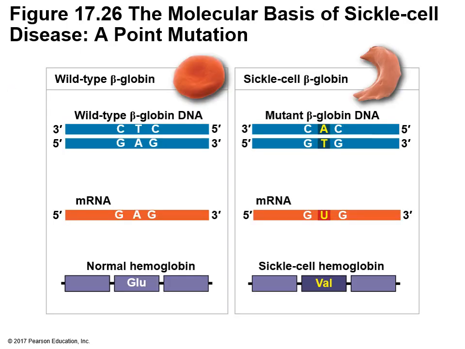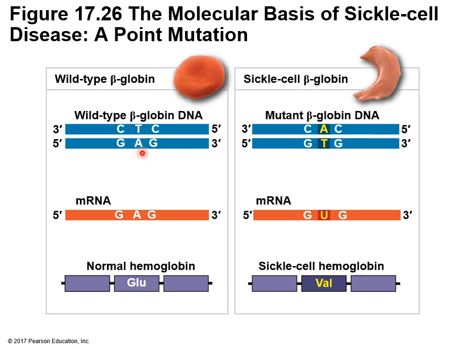Here's an example of a point mutation in the beta globin gene, which is going to code for the protein hemoglobin in your red blood cells, which carry oxygen. The normal beta globin gene is shown on the left, also called the wild type beta globin gene. So we can see right here, we have a CTC for the template strand, but for the mutated beta globin gene, we have a CAC instead. The T has been substituted for an A. This results also in a T instead of an A in our non-template strand.